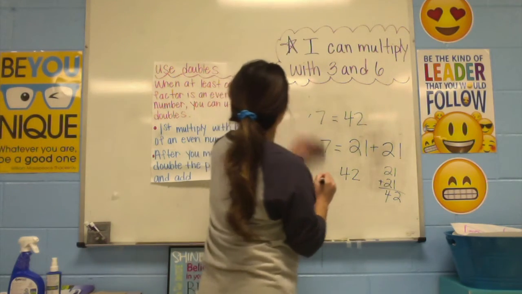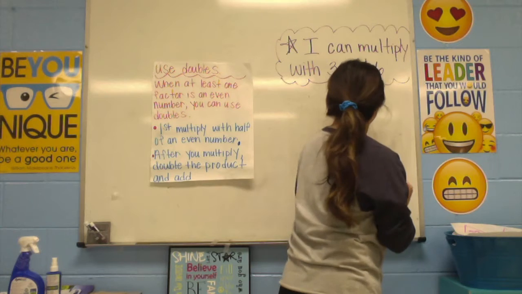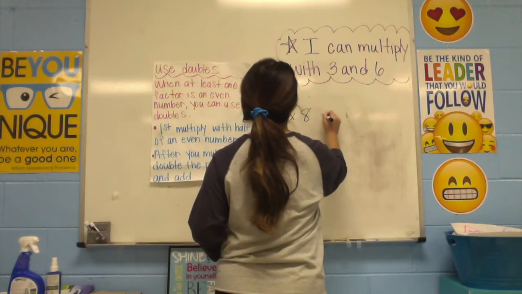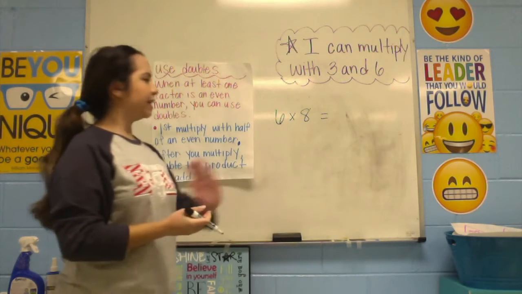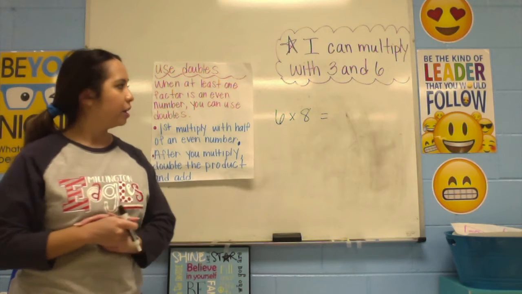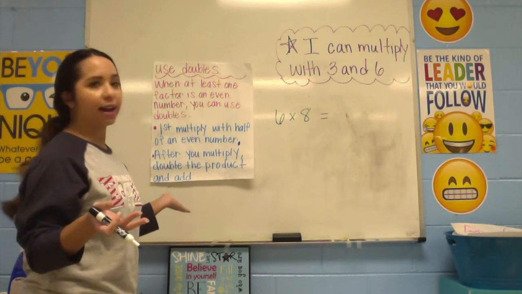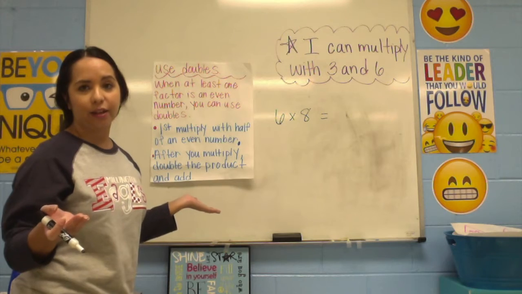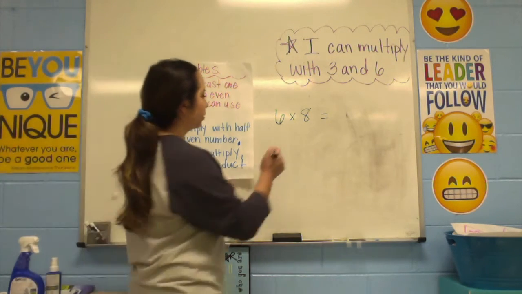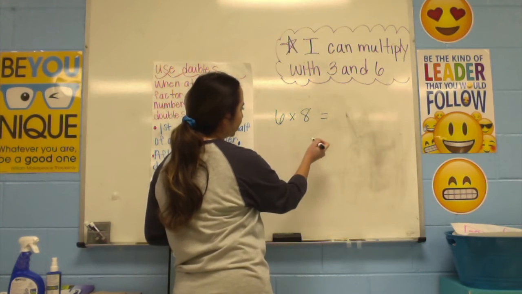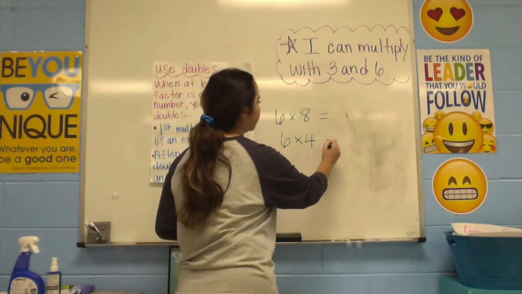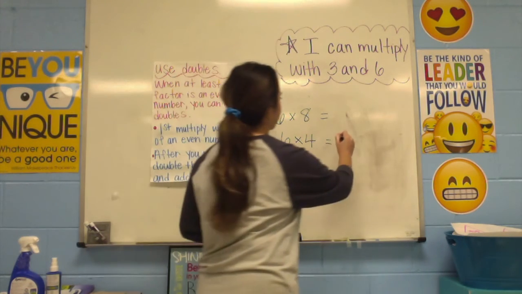Okay? Let me show you two more using the double strategy. Let's do 6 times 8. Now, 6 and 8 are both even numbers, but you only have one of the numbers. Let's try 8. What's half of 8? 4. All right, so multiply with half of an even number. In this case, we're going to change the second factor, and half of 8 is 4. So we're going to say 6 times 4 is 24.